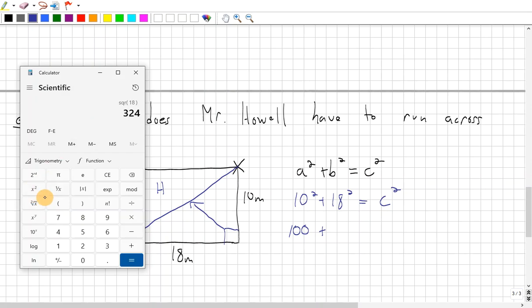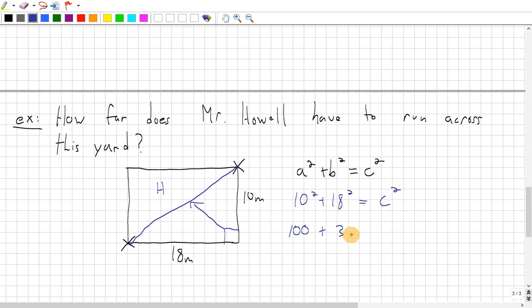And notice on the calculator, I have this little squared button. Makes things a lot easier. If you didn't want to go 18 times 18, you can just hit that. And on your handheld calculator, you'll have the same thing. And that's 324. That's equal to C squared. Again, we want how far, so the distance, not the area of the square. So 100 plus 324 is 424, which is equal to the area of the square built off the hypotenuse.